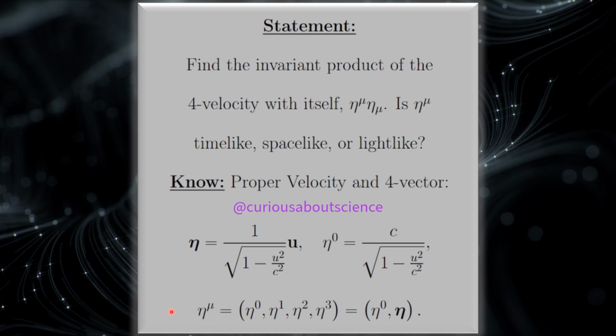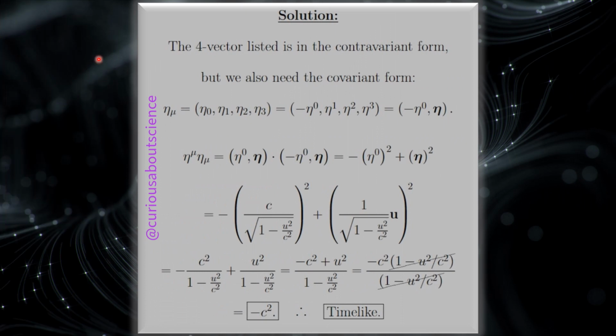Let's also recall that writing out this 4-vector in the contravariant form is 0, 1, 2, 3. Again, the 0 is the temporal. Then we have x, y, and z for our normal vectors. And so that's why we normally write out η^0, and then this is just the normal velocity vector that we would have. But let's see how to deal with this.